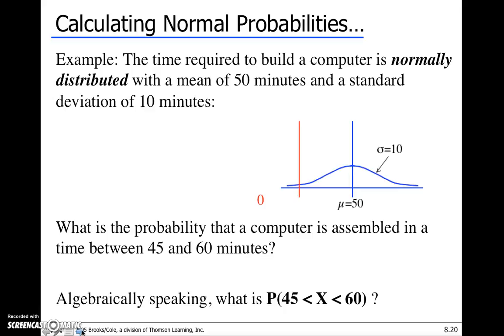The example is, the time required to build a computer is normally distributed. That is, the time required to build a computer at Abbott is normally distributed with a mean of 50 minutes and a standard deviation of 10 minutes. Mu equals 50, sigma equals 10. What is the probability that a computer is assembled in a time between 45 and 60 minutes? Algebraically speaking, we want to know the probability that x is greater than 45 and less than 60. X lies between 45 and 60 minutes.